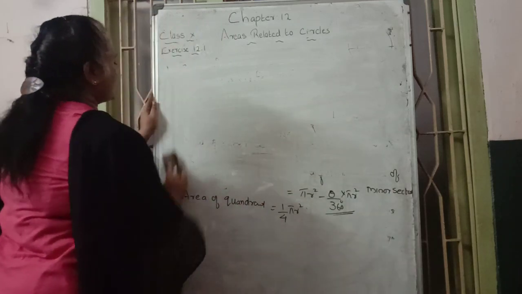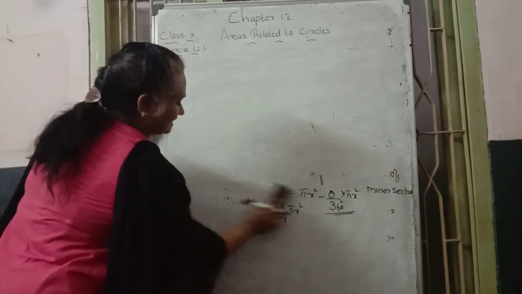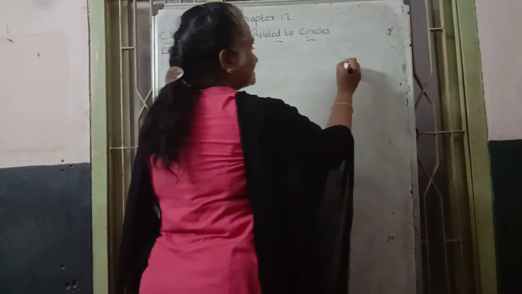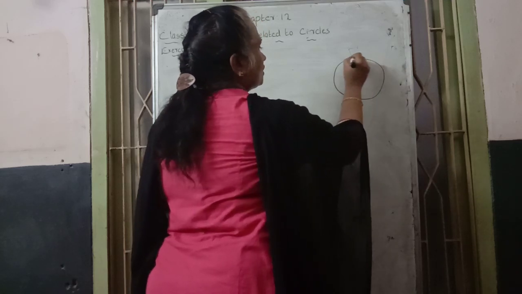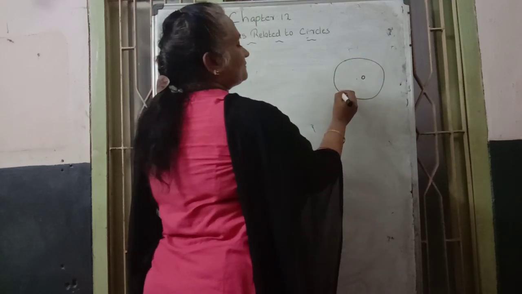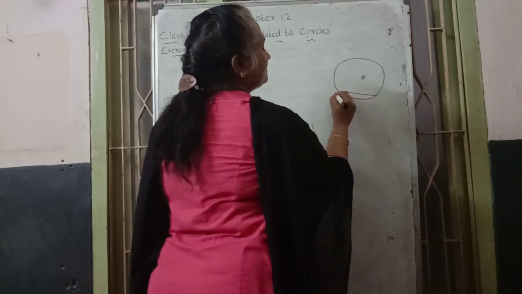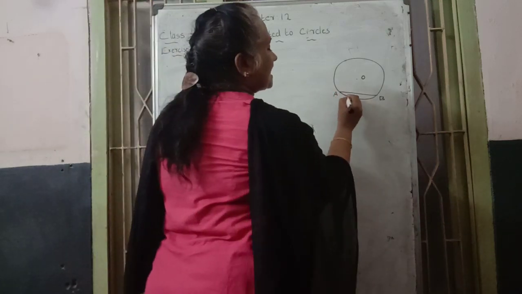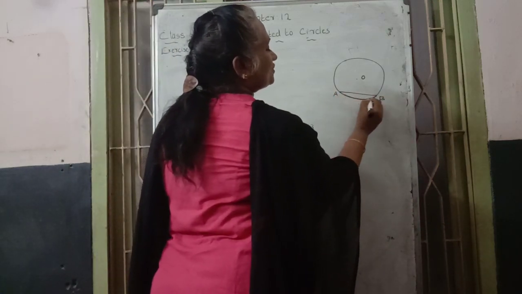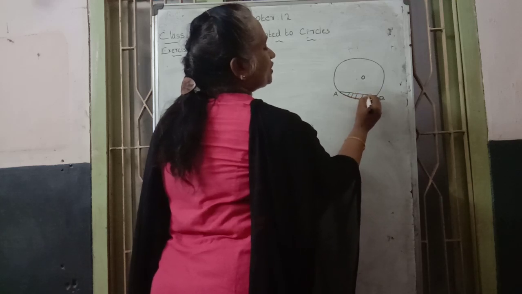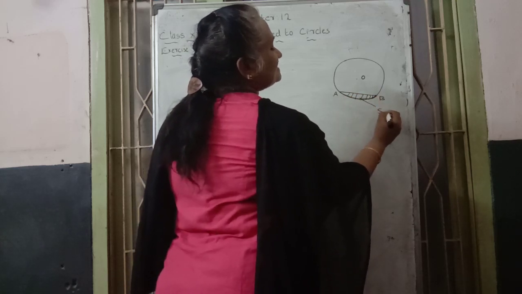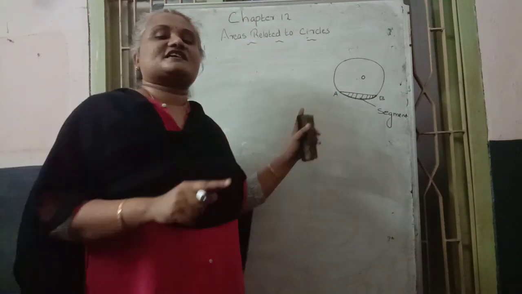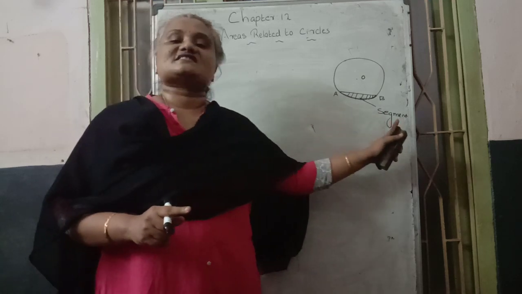Here, a segment. What about a segment? Segment case. Here also one circle is there. O is the center of the circle, and one chord is there, AB is our chord. A segment means a chord and the arc of the circle. Arc means a piece of the circle. The region joining the chord and the arc of the circle, we call it a segment.